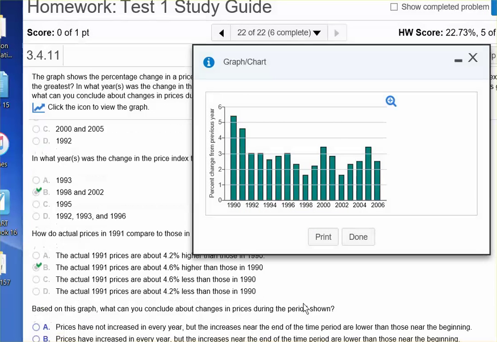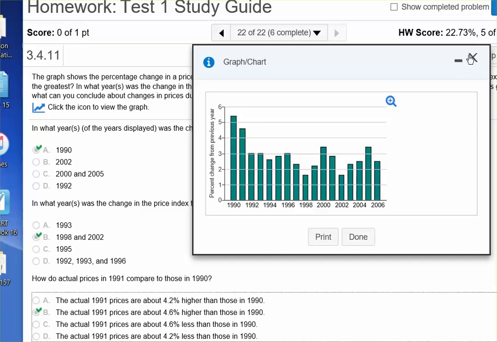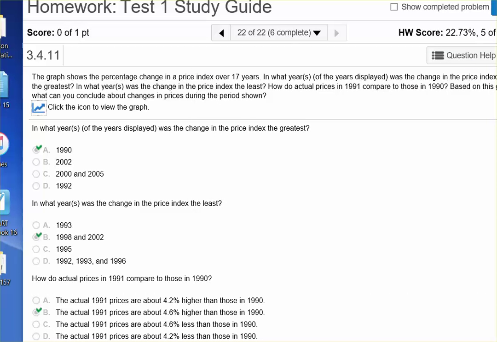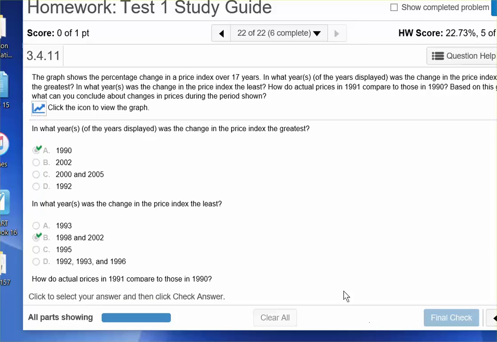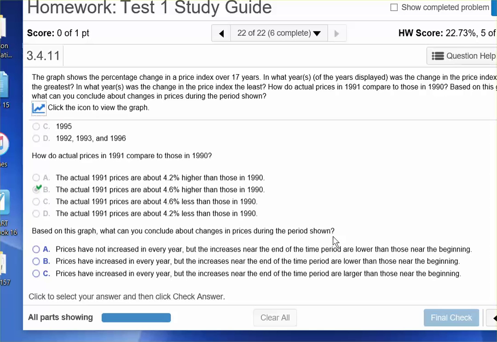And I think there's one more question, if we can get it on the chart for us, maybe. Based on this graph, what can you conclude about changes in prices during the period shown? Okay, A, prices have not increased in every year, but the increases near the end of the time period are lower than those near the beginning.